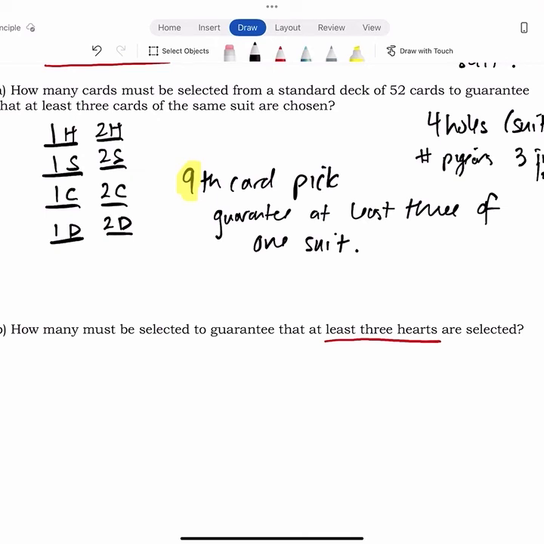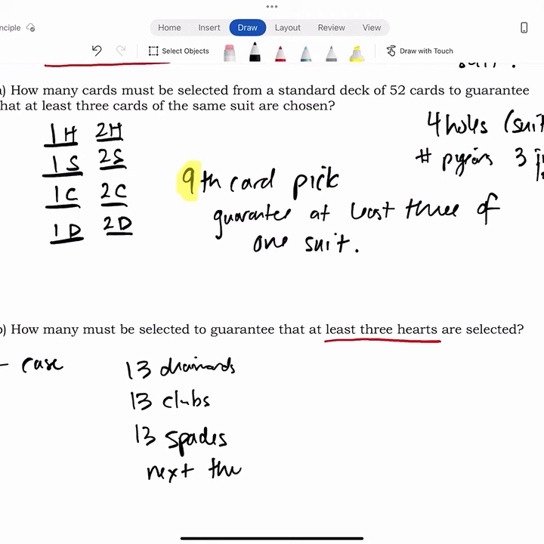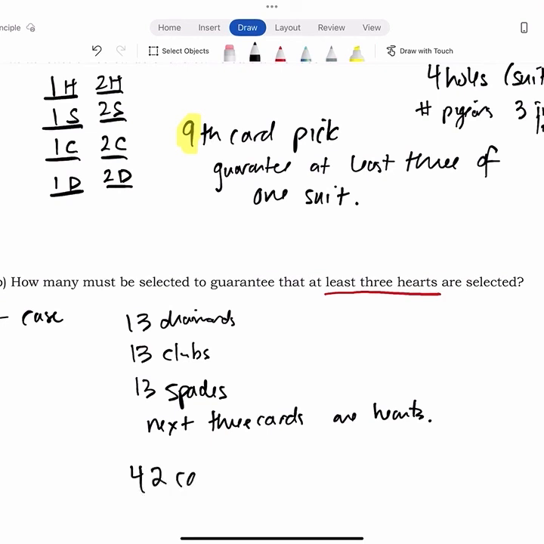So remember, you're thinking about worst case. If you want to make sure that you get 3 hearts, what could happen? Well, the worst case is you pick all 13 diamonds. And then you pick all 13 clubs. And then you pick all 13 spades. And now, this is in the worst case, right? This might not be what happens. But now the next 3 cards will be hearts. They have to be. There's no other choice, right? So in this case, you picked 39 cards. The next 3 are hearts. So you have to pick 42 cards to guarantee you have at least 3 hearts.